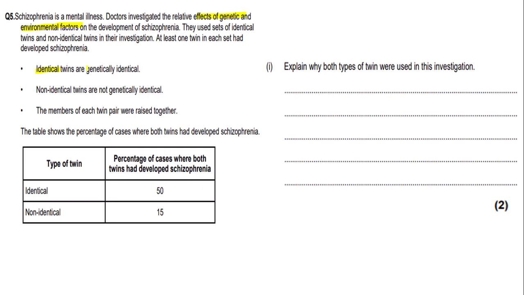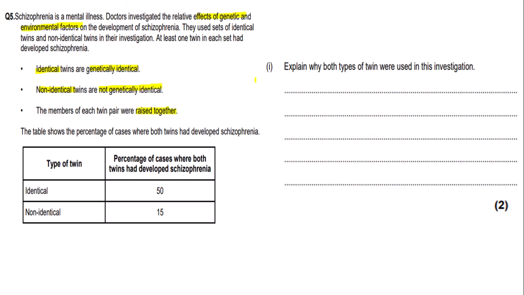So here it says identical twins are genetically identical and non-identical twins are not genetically identical. The members of each twin pair were raised together. So you're probably already thinking this means that all types of twins have the same environment. So the table shows a percentage of cases where both twins had developed schizophrenia. So in this table we have the type of twin, so identical and non-identical, and here we have the percentage of cases where both twins had developed schizophrenia. So in identical it's 50% and non-identical it's 15%. So the first question asks us, explain why both types of twins are used in this investigation.